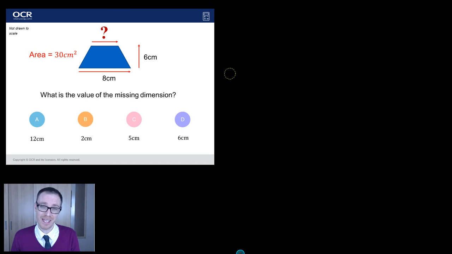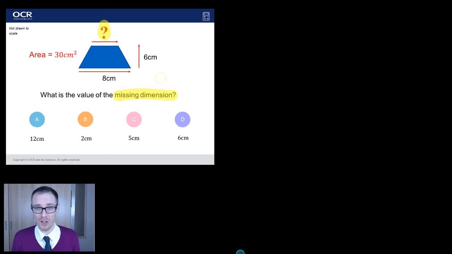Now, this topic is an old, tried and tested classic. However, it is causing students loads of problems, so I thought it was worth covering in this Question of the Week series. And it goes something like this. What is the value of the missing dimension? And we can clearly see labelled there a lovely little question mark.